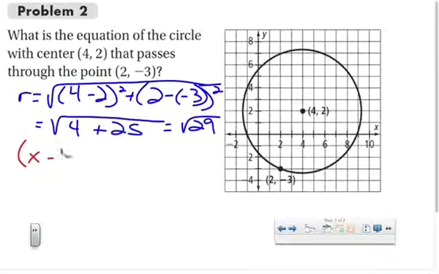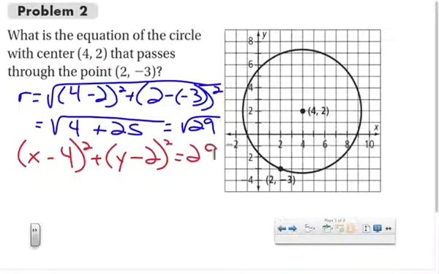X minus 4 squared. Good. Plus y minus 2 squared. Remember, you're just squaring this, so it becomes 29. Good on the screen. And I believe there's a your turn just like it. Lovely. Take a moment and work through that, please.